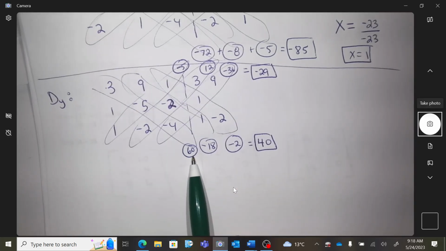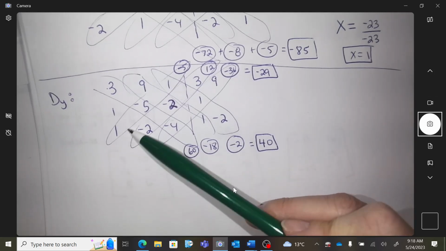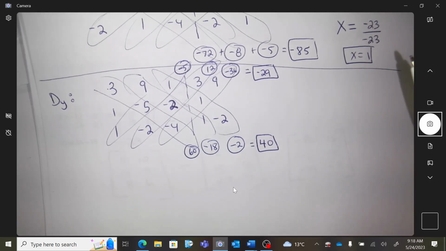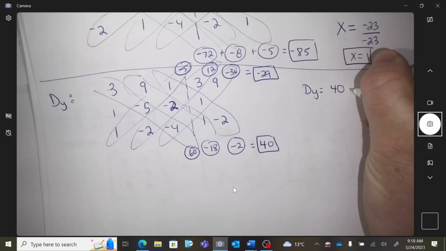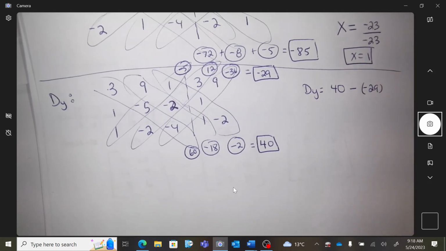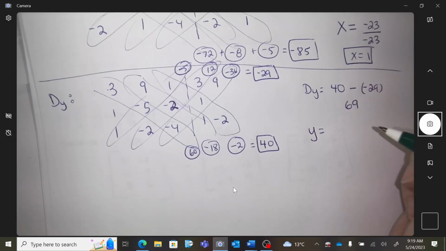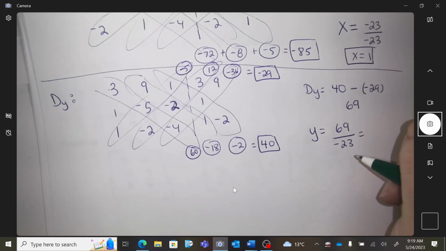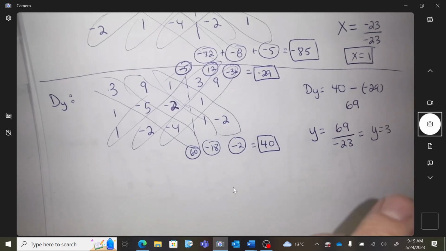Okay, so I multiplied that to 68, -18 and -2. Those added to 40 on the bottom. The multipliers were -5, 12, and -36, and all that added to -29. Matched. So determinant y equals the down 40 subtract the -29 up, which makes positive 69. Therefore, y would equal this determinant divided by the original determinant, which is -23, right?